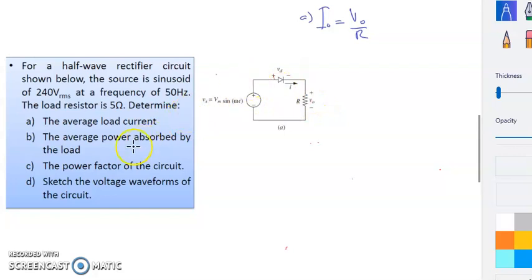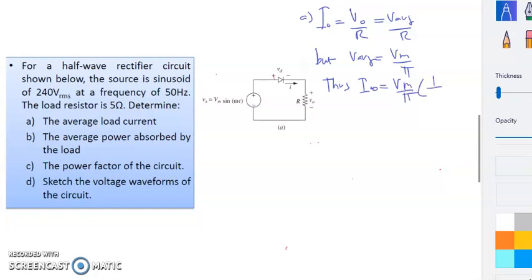Okay, for A, average load current, I out, which is the average value, is equal to V out over R, and this V out here is equal to V average over R. V out is a V average. We are dealing with average output, but the average for a half-wave rectifier is equal to Vm over pi, and so the I out here is equal to Vm over pi divided by R.